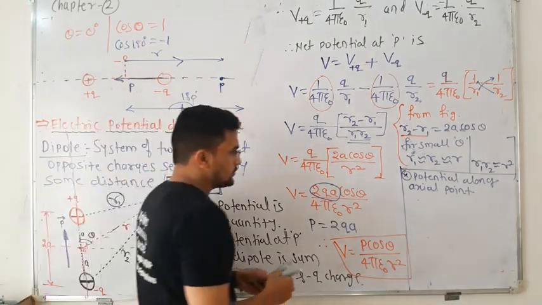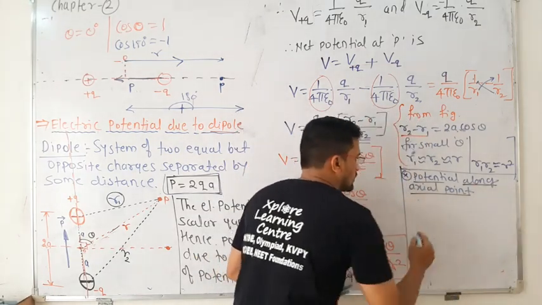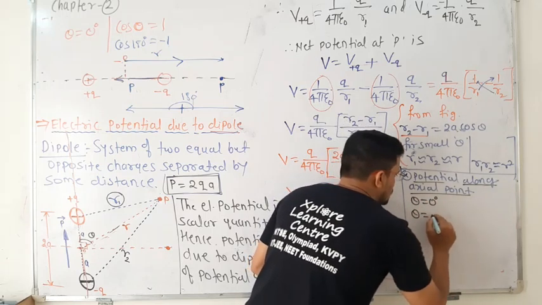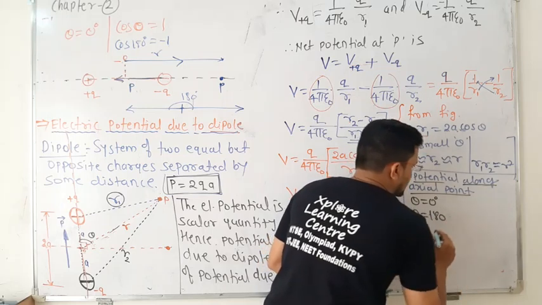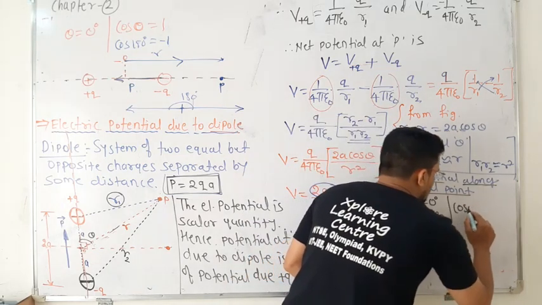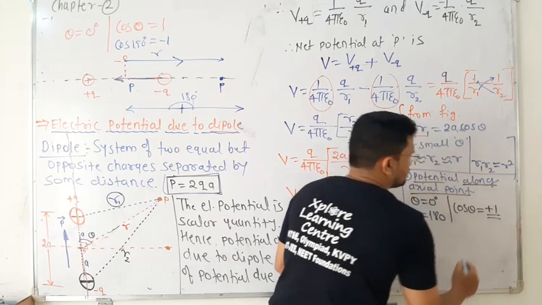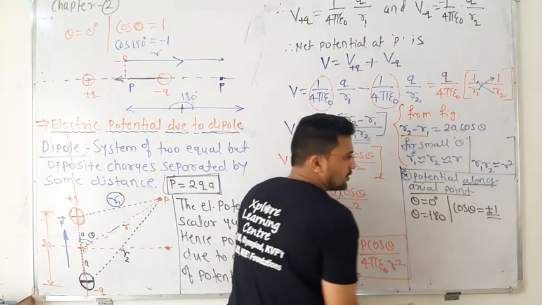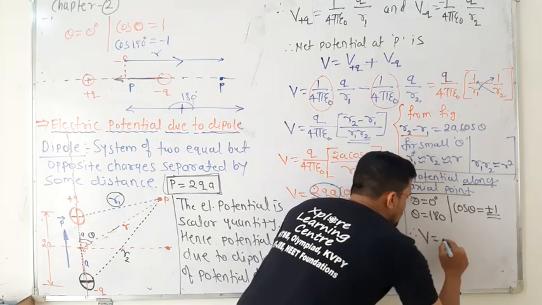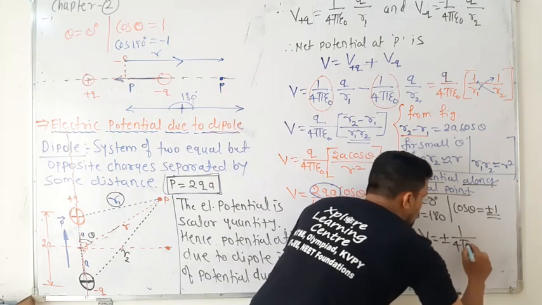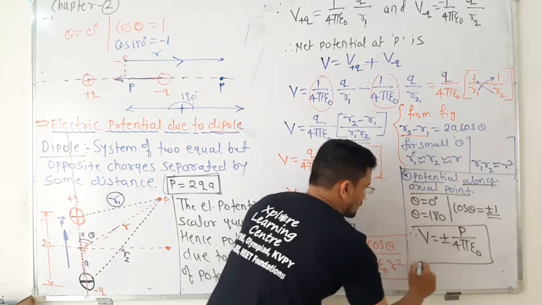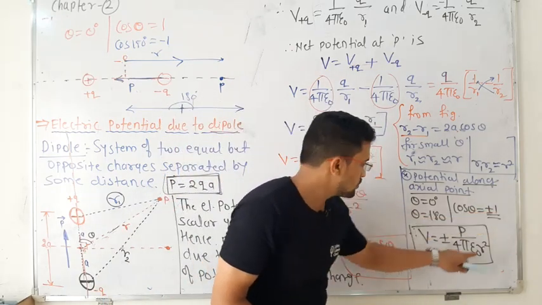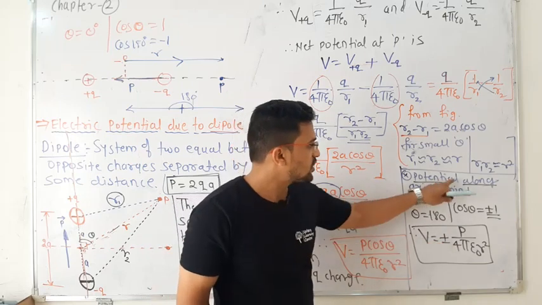So potential along the axial point: if theta is equal to 0 degrees or theta is equal to 180 degrees, cos theta has a value of plus or minus 1, plus for 0 degrees and minus 1 for 180 degrees. Therefore your potential will be plus or minus 1 upon 4 pi epsilon naught, P upon R squared, because the value of cos theta becomes plus or minus 1. So I have written plus or minus 1 here. This is the potential along the axial point.